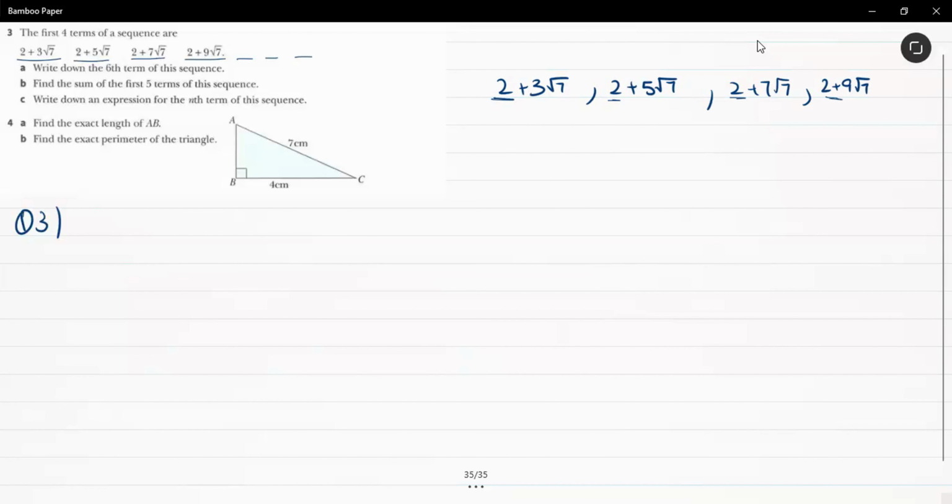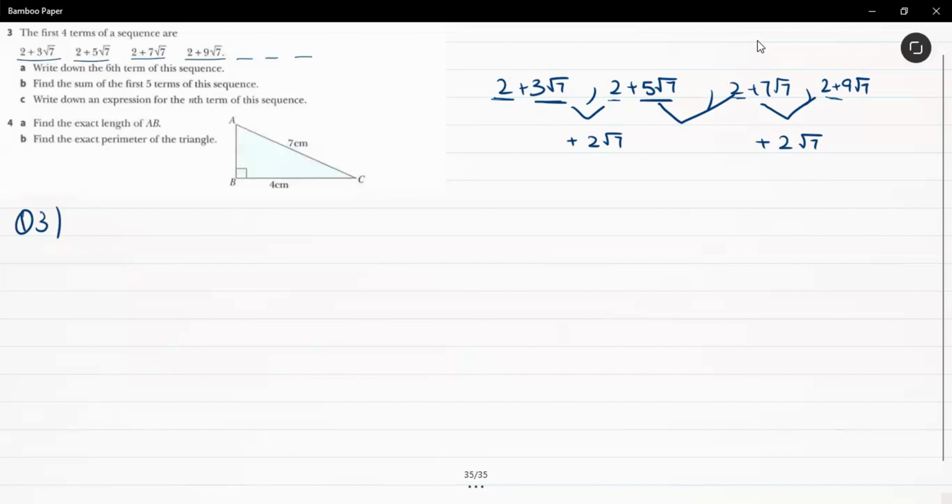Now we see a common factor here, 3 under root 7, then 5 under root 7. That means a plus 2 under root 7 in these two terms. Then we go on to 2 plus 7 under root 7 and 2 plus 9 under root 7. What's being added? 2 under root 7, because 7 plus 2 is 9. And then again for the middle part, 5 under root 7 plus 7 under root 7.